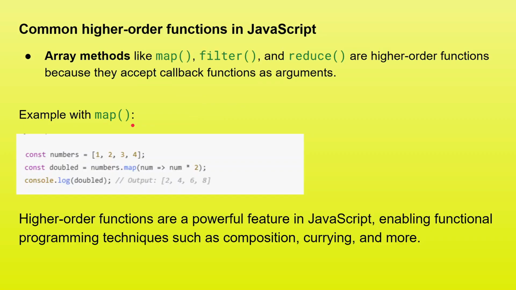Example with map. Here we have an array of numbers 1, 2, 3, 4, and numbers.map with a lambda, number times 2. So when we call doubled, the output is 2, 4, 6, 8 because this map function calls the callback function.